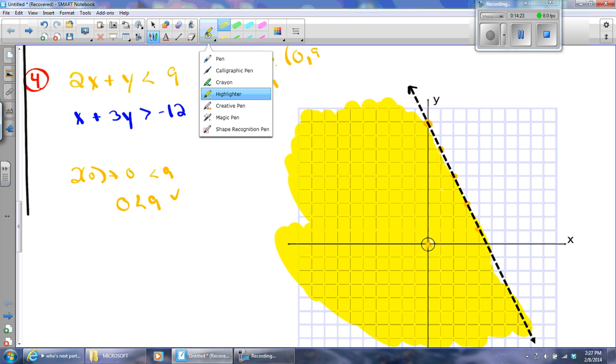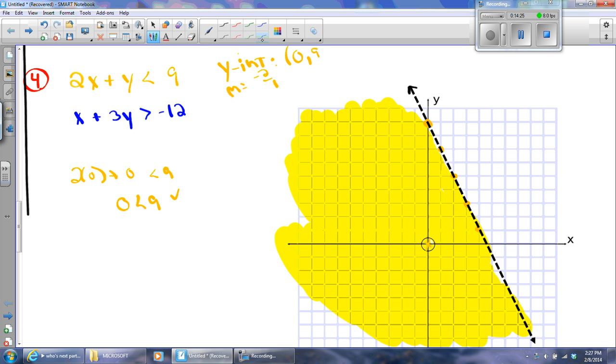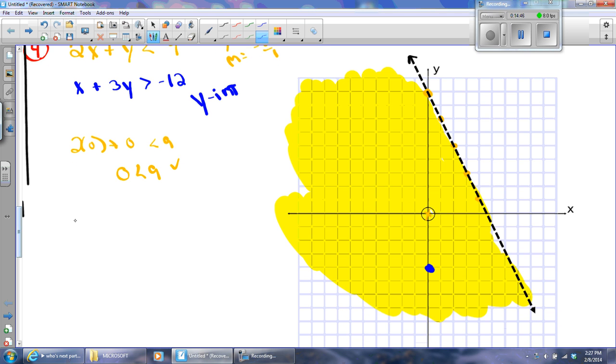Now I'll do the blue one. And it's in standard form. The y-intercept of that one is at 0, negative 4, so it'd be 1, 2, 3, 4. Oh, by the way, it's a broken line because it's not equal to, right? Okay, my slope looks like it's going to be negative 1/3, right? Yeah, slope is negative 1/3. So I'm going to go down 1, over 3, down 1, over 3, down 1, over 3.